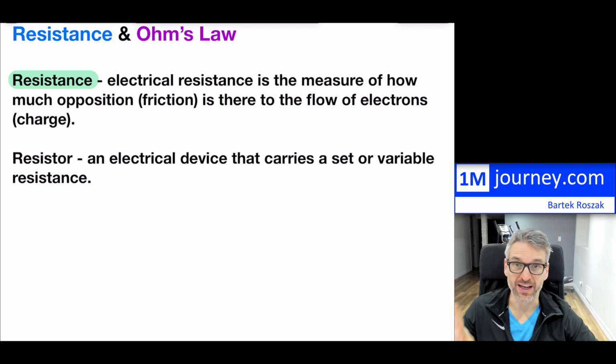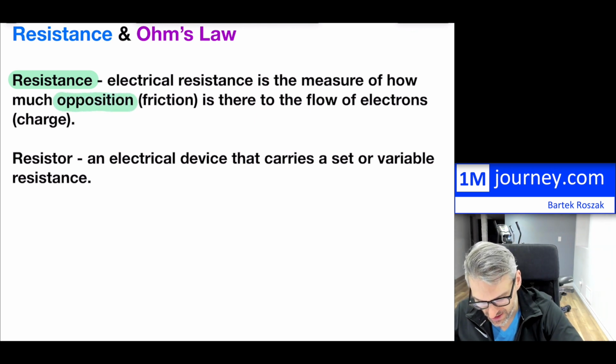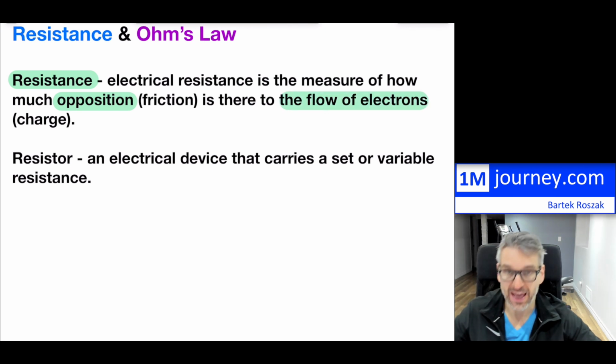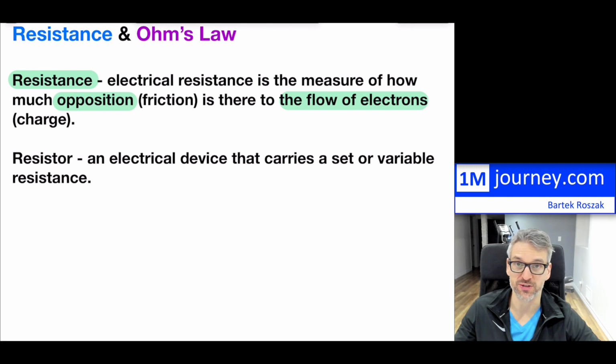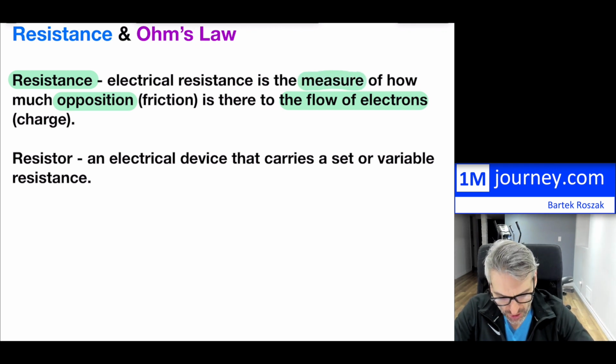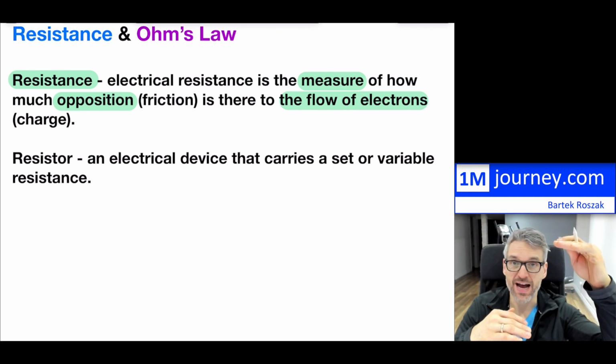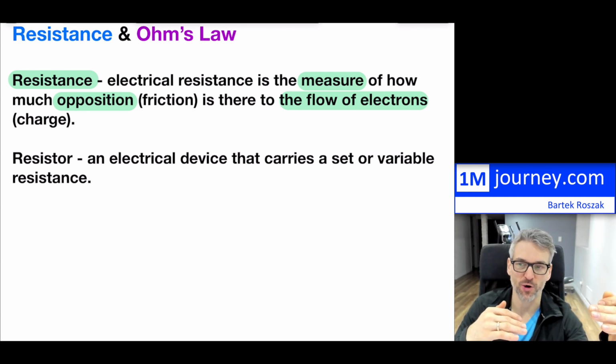Now, in terms of electrical devices, or electricity in general, the flow of electrons, instead of using the word friction, we use resistance. This is electrical resistance. It really just measures how much opposition, or friction, there is to the flow of electrons in any kind of circuit or conductor. So that is what resistance is, and we want to be able to measure this. The more you have, the more opposition you're going to be working with.